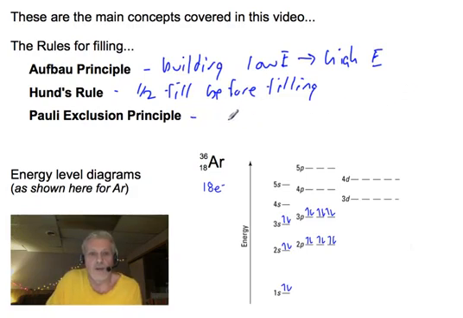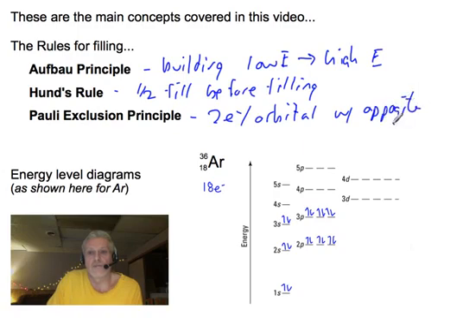And then we talk about the Pauli exclusion principle, 2 electrons per orbital with opposite spins. And so those are the 3 guidelines we looked at for preparing or generating our energy level diagram. And this is what an energy level diagram looks like. That was our one for argon. And that concludes this video.